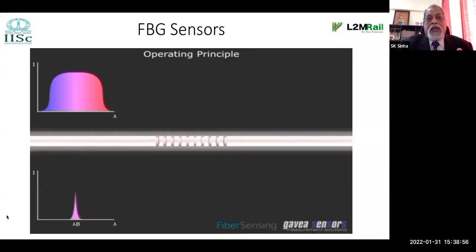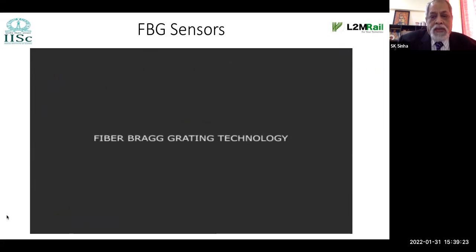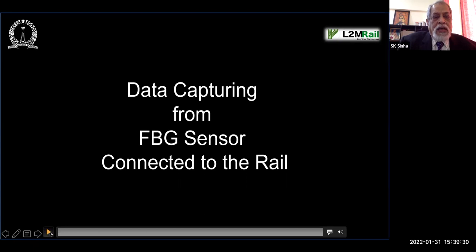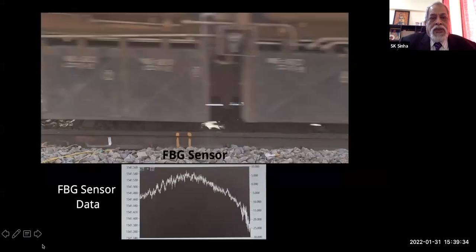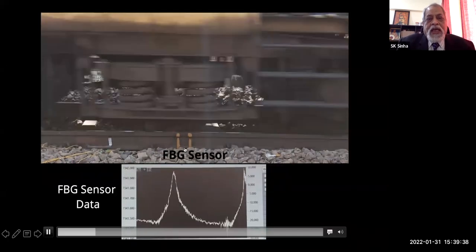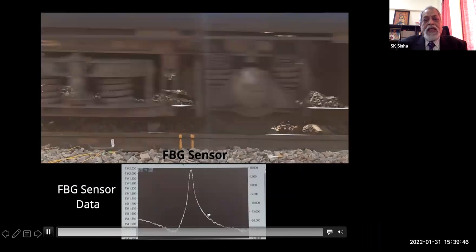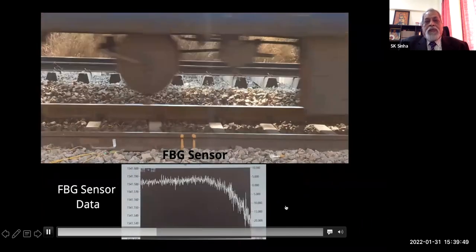So this is the property which we are using in our systems. When we have made this sensor, if a load comes on that, it will get stretched, and lambda will change to some lambda B1, lambda B2. Knowing the difference between the original lambda B and the reflected wavelength, we know how much strain has come on that. That is, in short, the working principle on which we have developed the sensor. When we put the sensors at the bottom of the rail, this is an actual video taken. You see these two yellow lines, the FBG sensor is clamped under the rail between them. And as the wheels go over the sensor, this is how we get the data. So this is the data we capture and then make use of for our work.